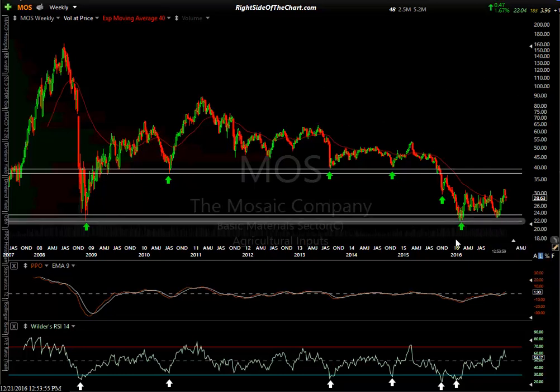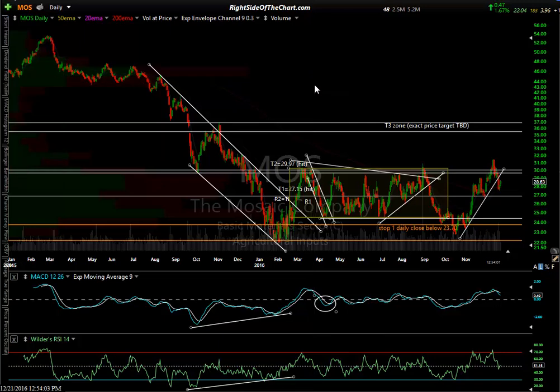But again, looking at this chart, looking at these recent overbought readings, I think this one is more likely to move up in the coming months than down. That was Mosaic. I already covered natural gas.